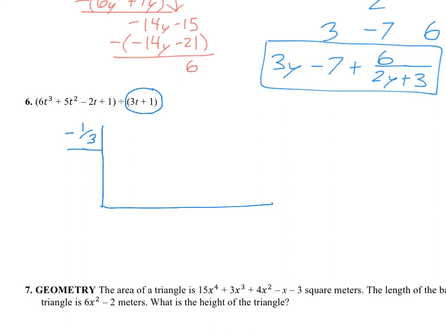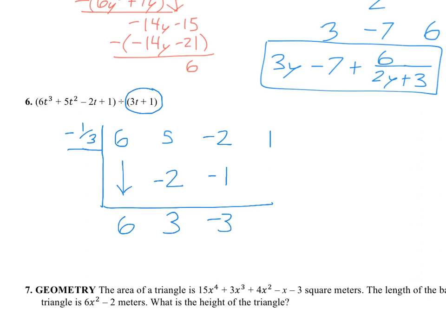And then I write the coefficients. Make sure they don't skip anything. This is t cubed. This is t squared. This is t to the first. And then a constant means t is to the 0. Okay, bring down. And then multiply with the negative 1/3. Add. Multiply with the negative 1/3. 3 times negative 1/3 is negative 1.